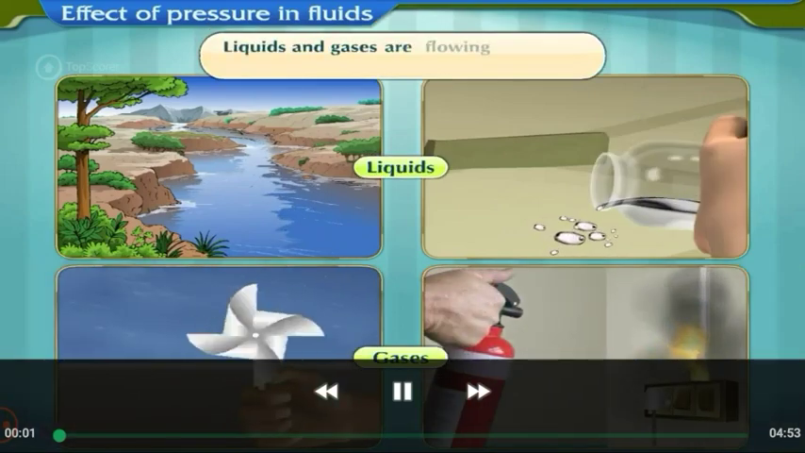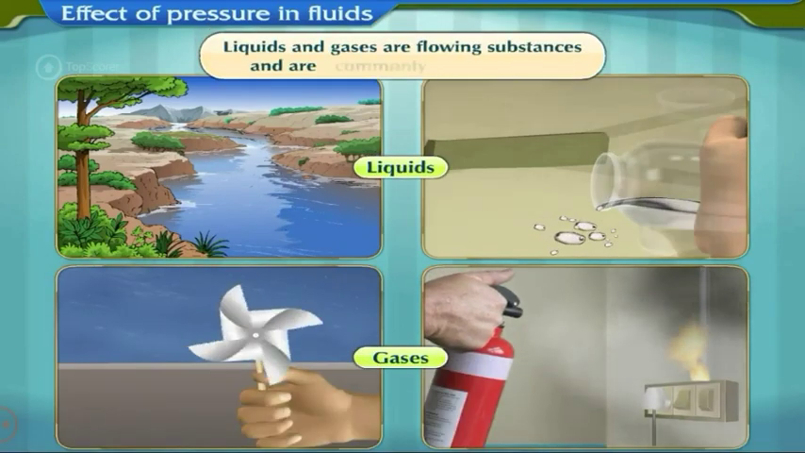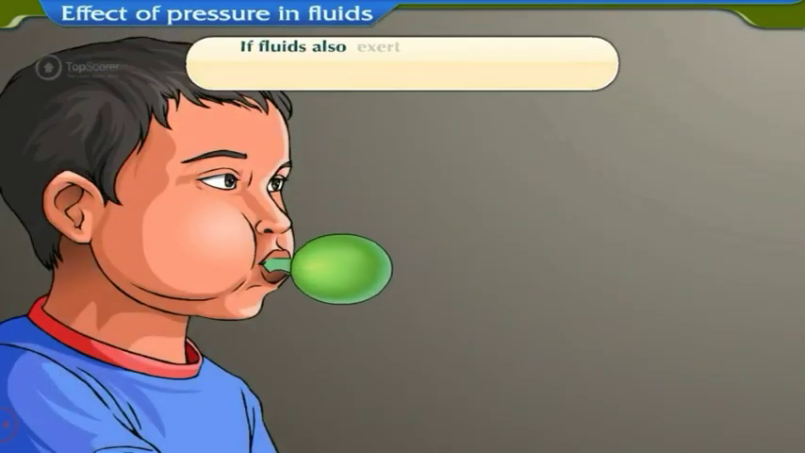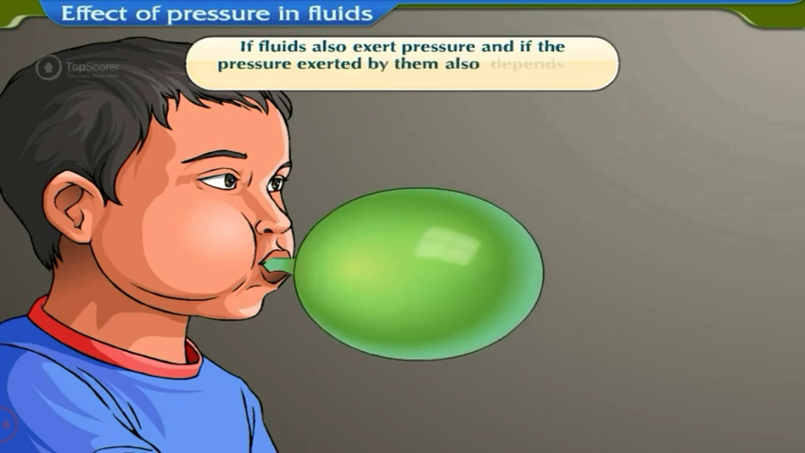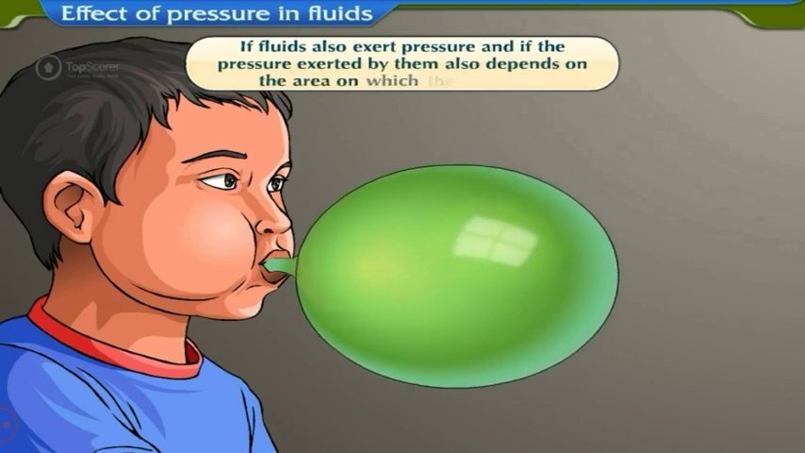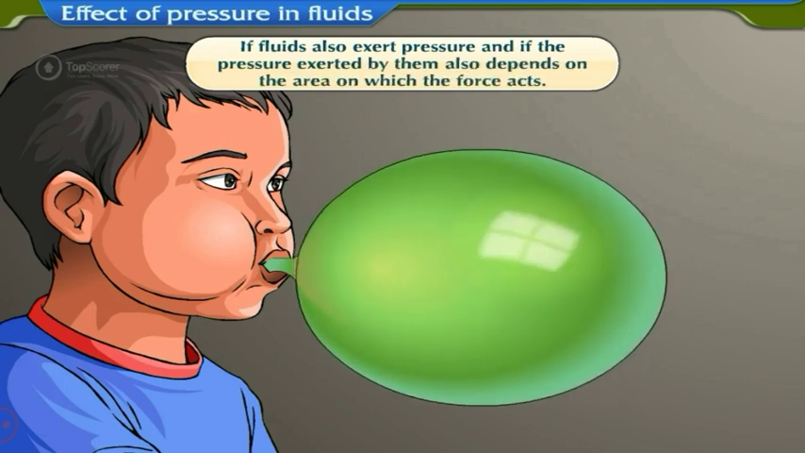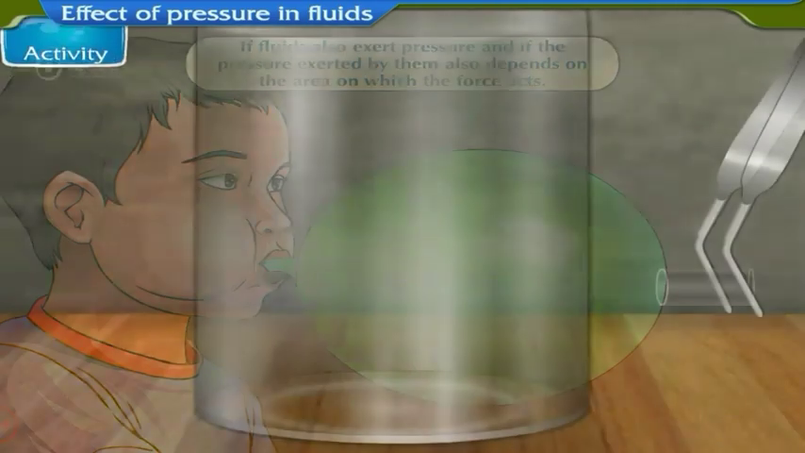Liquids and gases are flowing substances and are commonly called fluids. Let us find out if fluids also exert pressure and if the pressure exerted by them also depends on the area on which the force acts. To find the answer, we shall perform an interesting activity.